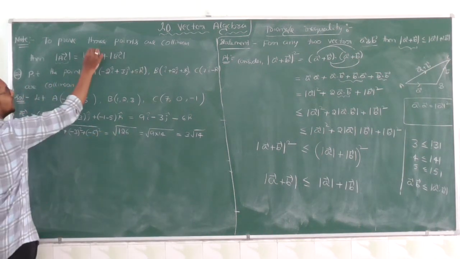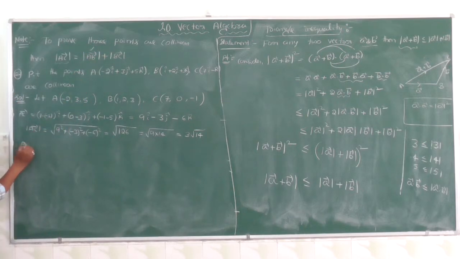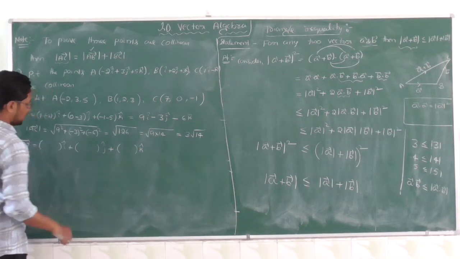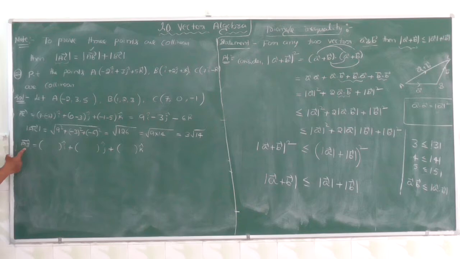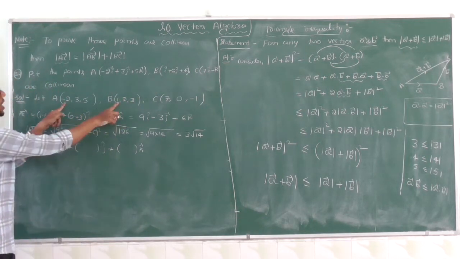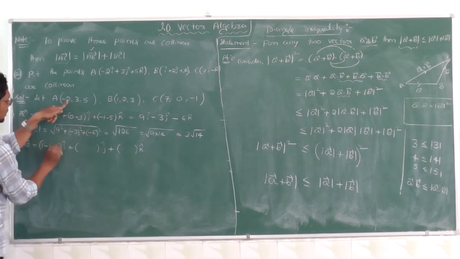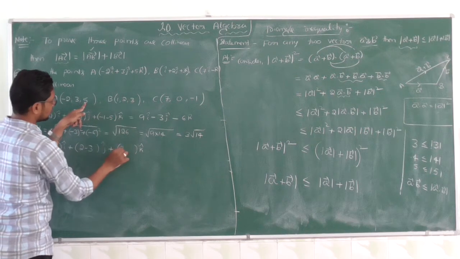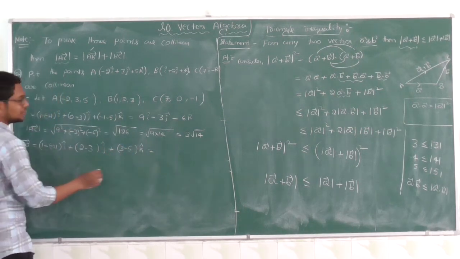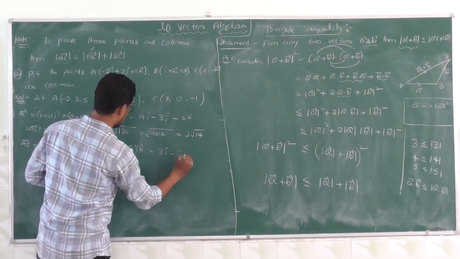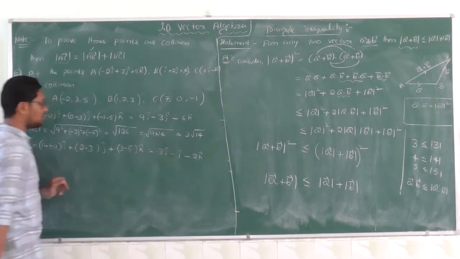Next, let us find vector AB. AB vector equals i cap plus j cap plus k cap. AB vector is B minus A. 1 minus of minus 2, next 2 minus 3, next 3 minus 5. That is equal to 3i minus j minus 2k. It is the vector AB.